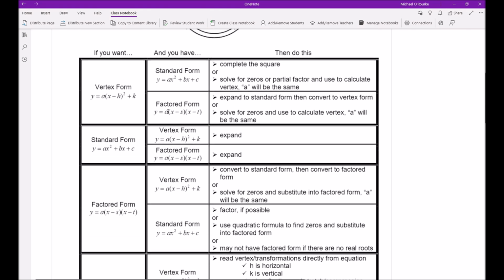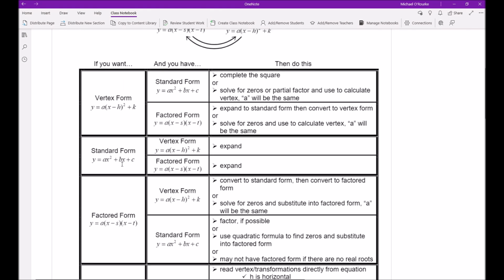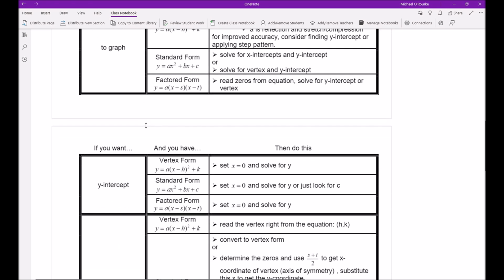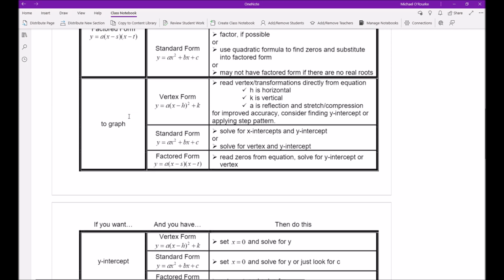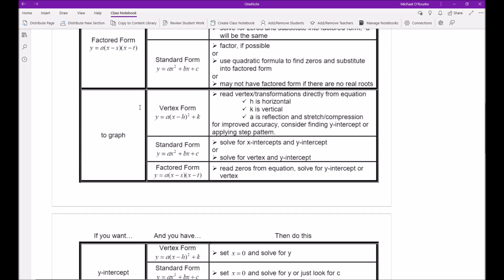Now, if I want standard form and I have vertex form, I need to expand. So it walks you through. It even walks you through how to graph, right? To graph, if I have vertex form, these are the steps. If I have standard form, these are the steps.